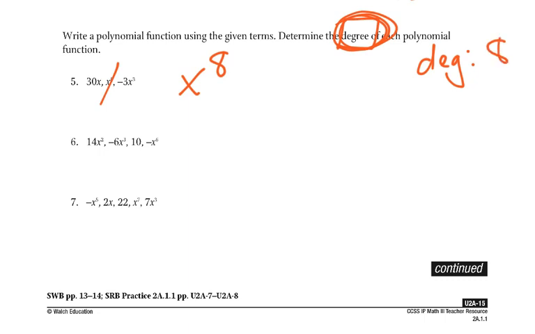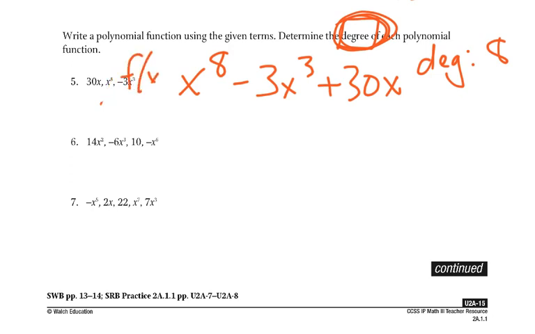Okay, so now what are we going to do? Well, we've got negative 3x cubed. So negative 3 we can just write as minus 3x cubed. Okay, and then the last one would be a positive 30x. So there's my polynomial function. And I suppose if I were to really make it a function, I should probably go f of x equals, to be official. Okay? So let's do the next one. Let's call this one g of x to make it a function.